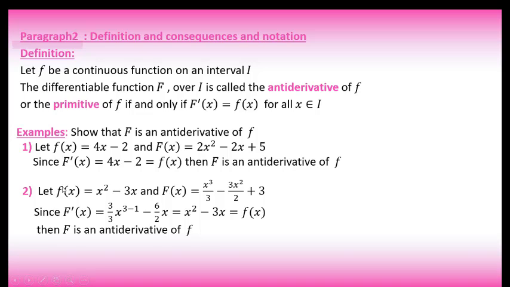Example number 2. Given f and capital F, derive capital F, 3 carry out, subtract 1. 3 multiplied by 2 is 6, by 2 is 3, subtract 1 from 2 to get power 1. Now carry out, equal x squared minus 3x, which is f of x. Simply we prove derivative of capital F equals small f, then capital F is called antiderivative of small f.